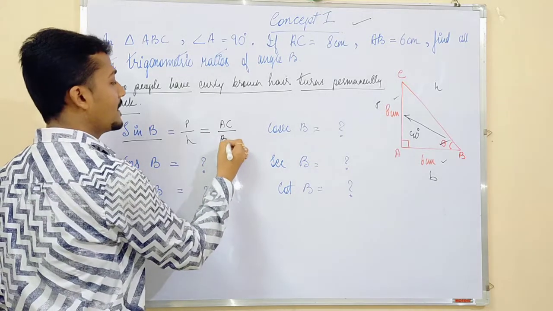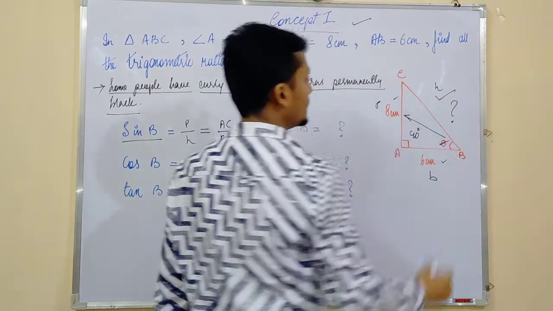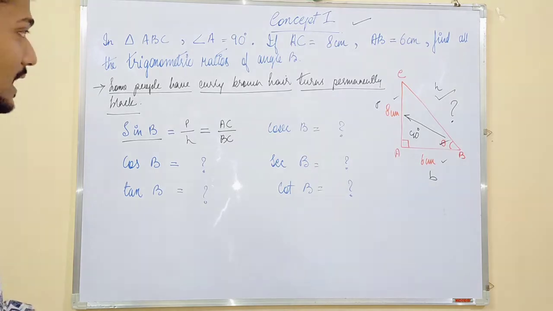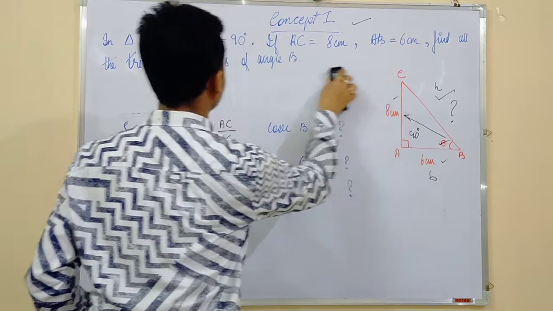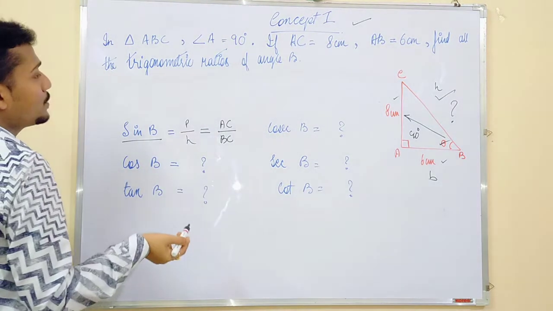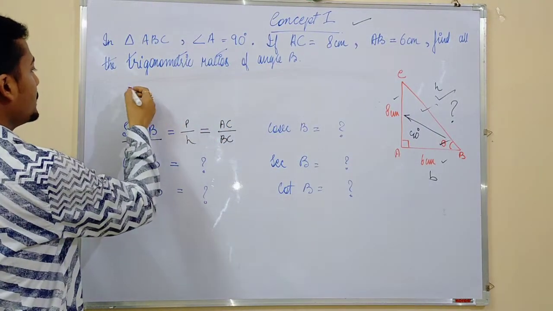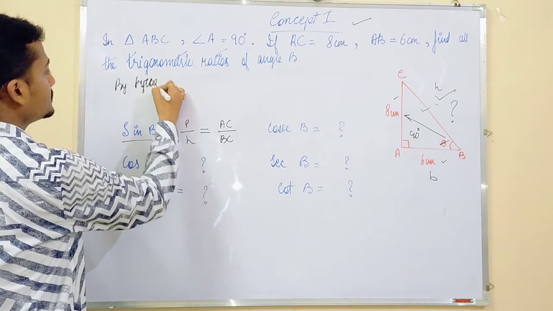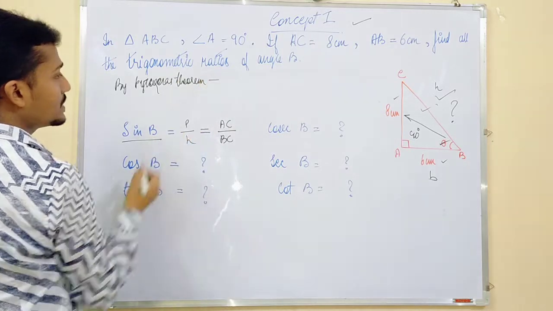BC. Now you just tell me, is this available? It is not, isn't it? This particular part is not given, and we need to find it out. How will we find it out? Let us see. You know about Pythagoras theorem, isn't it? By the application of Pythagoras theorem, we can easily find the hypotenuse. So by Pythagoras theorem, what can we say?